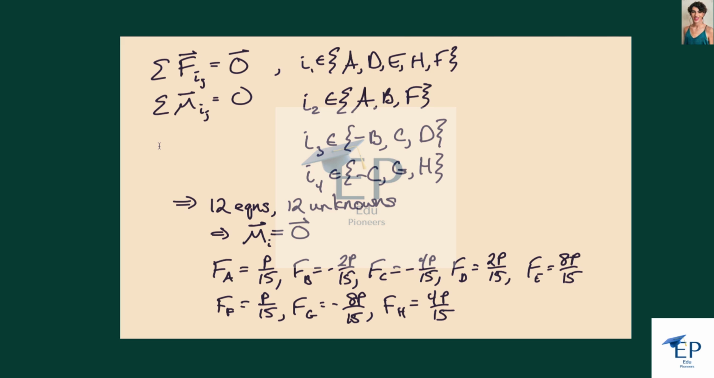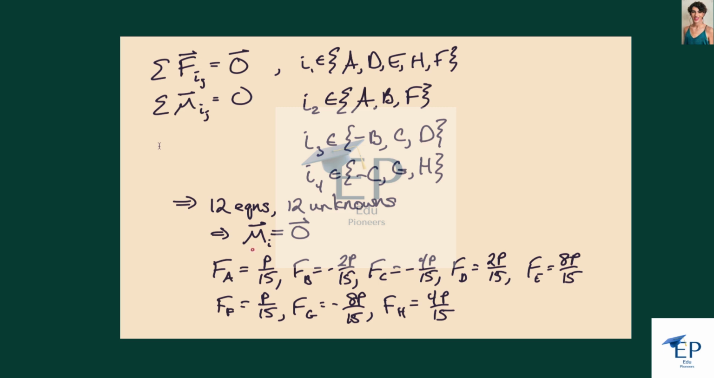Then I looked at A, B, F, which is one of the bars. And then I looked at B, D, C, or BCD, and remembering that B I've used before as an internal load, so I need to put a minus sign in front of one of these. And then I looked at CGH, and again, for C, one of these has to have a minus sign in the summation. So I wound up with a set of 12 equations and 12 unknowns.